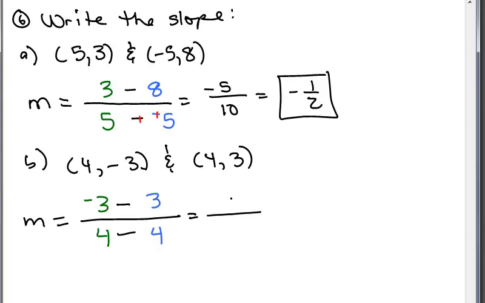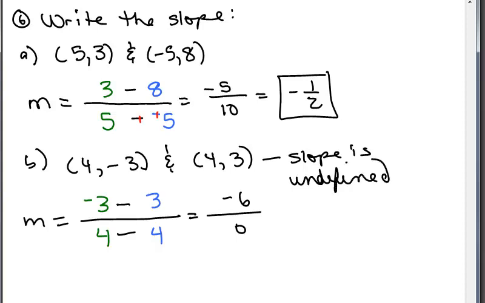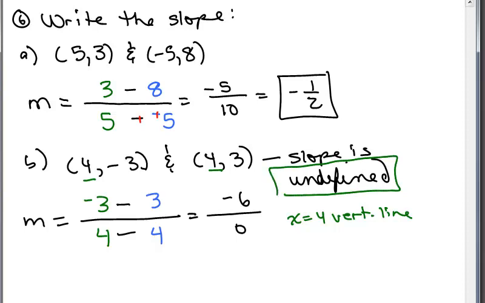So negative 3 minus 3 is negative 6, and 4 minus 4 is 0, but that's undefined. So this one, the slope is undefined. It's not a number. And that's because the x-coordinates are the same. So the equation of that line is x equals 4. It's a vertical line, and vertical lines have a slope that's undefined. So that's our answer for that one.